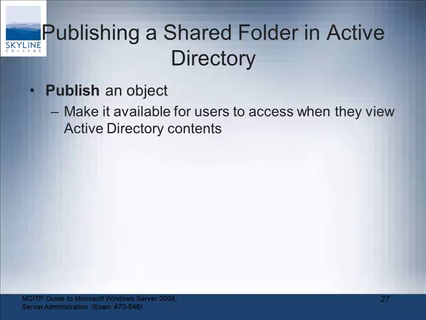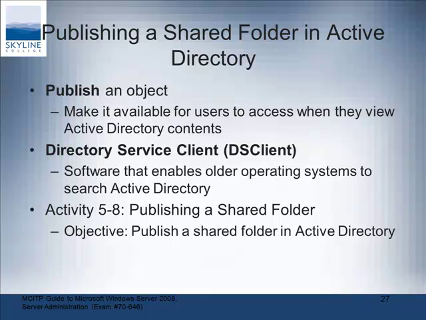Publish an object, make it available for users to access in Active Directory contents. When you publish something, you publish it to Active Directory. One of the things that I guess I did in the Active Directory one is ask you to publish your printers that you have on the machine, publish them in your Active Directory. Publishing a shared folder in Active Directory, make it available to users, the Active Directory contents. The Directory Services Client enables older operating systems to search Active Directory.